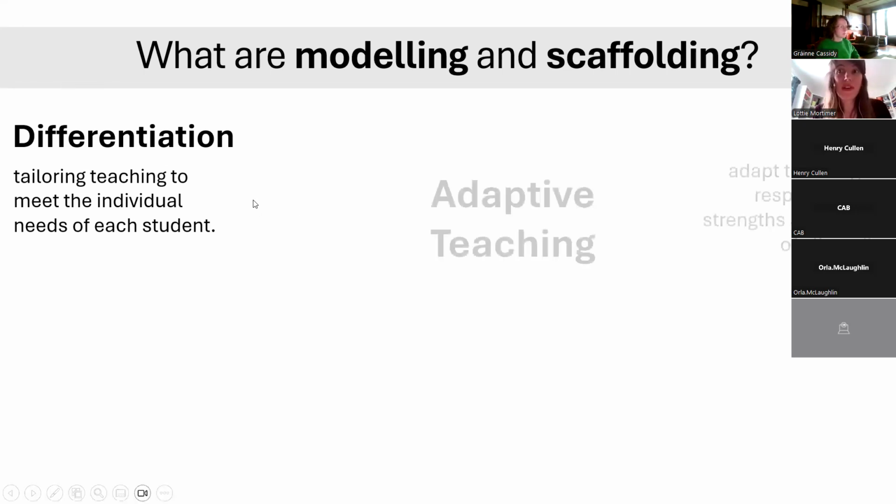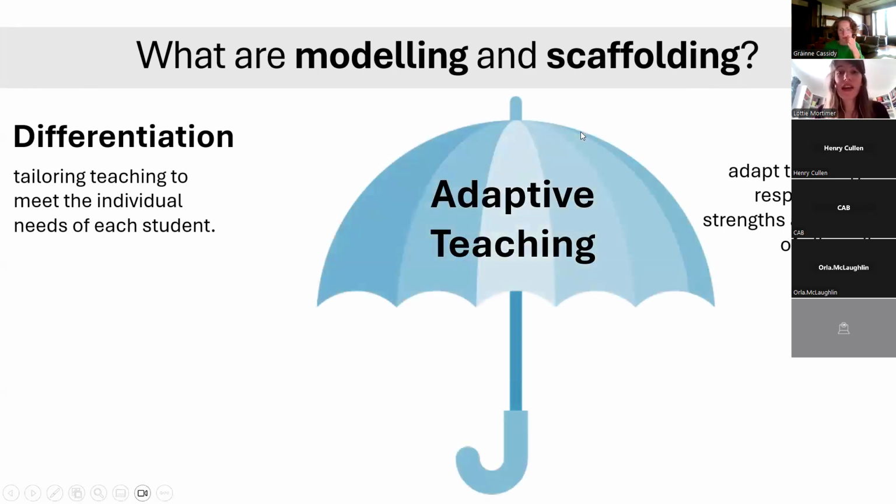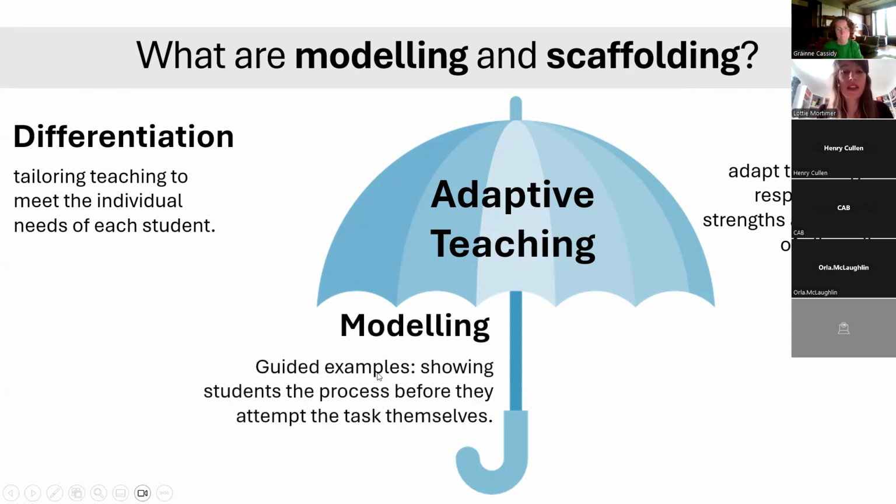Now we're moving on. You will probably have heard the term adaptive teaching, to respond to the strengths and needs of all pupils. So we're still responding to everyone, but it's much more of a whole class emphasis, rather than lots of different people doing different things. Adaptive teaching is very much an umbrella term, and we've got lots of different things underneath it. Two of the things that can help us adapt our teaching to the needs of every student in our class are modelling, so guided examples showing students the process before they attempt the task themselves, but also scaffolding.